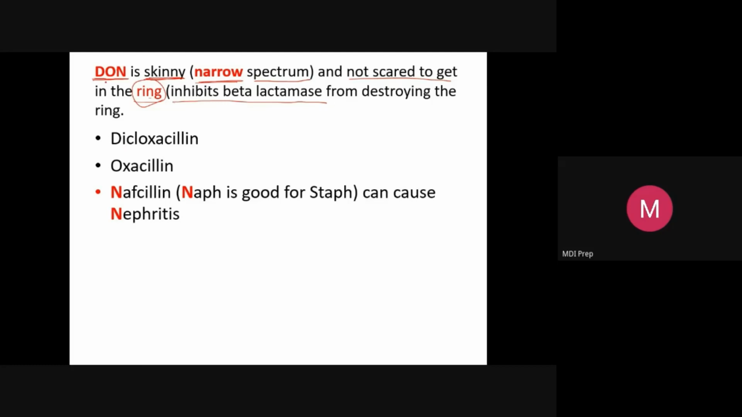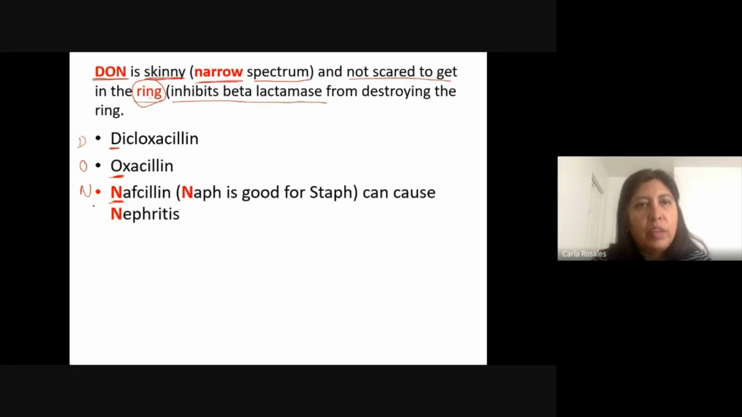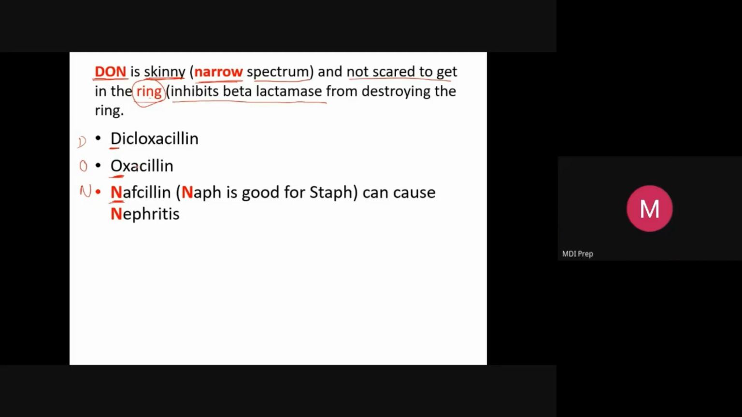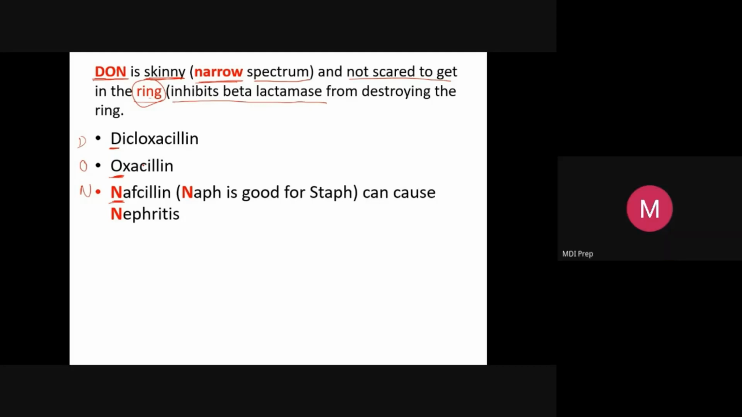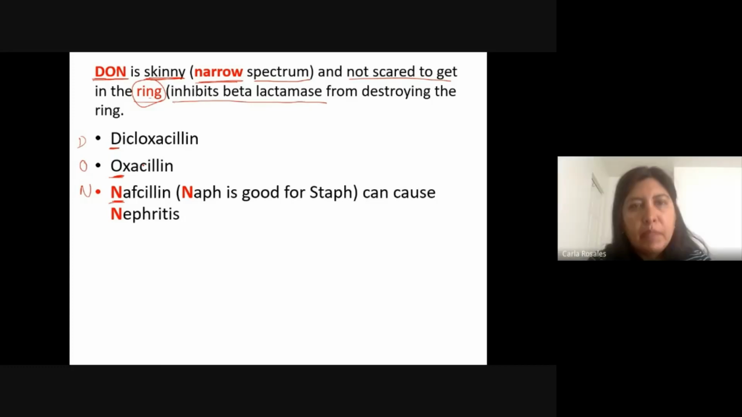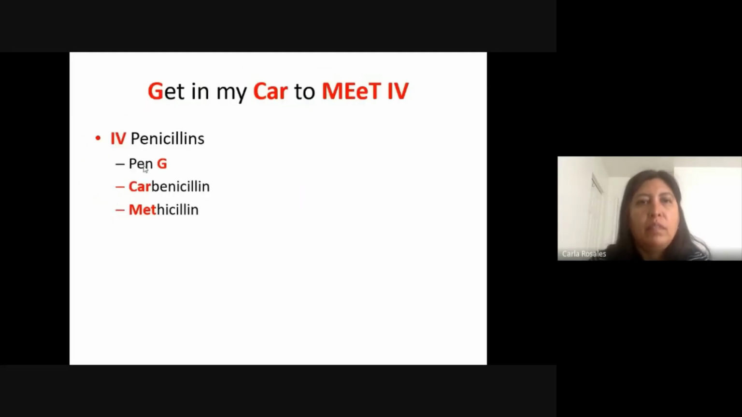Now, look at DON. DON stands for dicloxacillin, oxacillin, and nafcillin. That's the DON, D-O-N. Those are the DONs, okay? So these are all penicillins, but they do not need any clavulanic acid because they already have a beta-lactamase inhibitor built into their system. So these are called narrow spectrum. You got it? Narrow spectrum. And the key thing about narrow spectrum is that you don't need a beta-lactamase inhibitor with them.